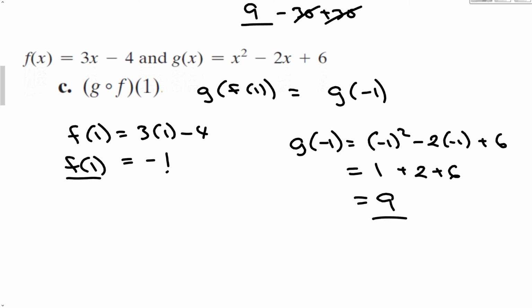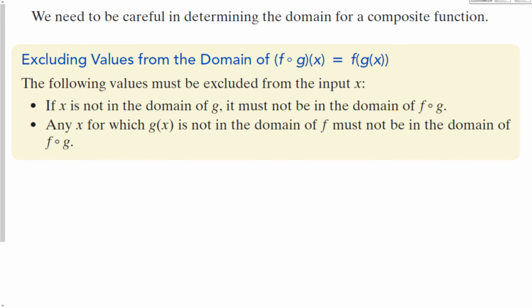Okay. So either way you want to try to get these answers, you'll still get to the same place. Sometimes just plugging in the numbers into one function, then the other function is a little bit easier. Sometimes it's easier just to get the composite function and then plug the numbers in. Now all these functions, the domains were all real numbers because there were no variables in the denominator, and there were no radicals. Let's try one that doesn't have that.